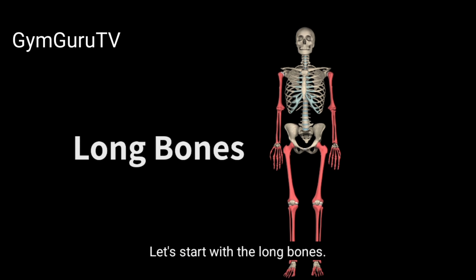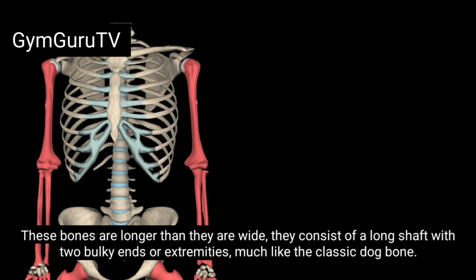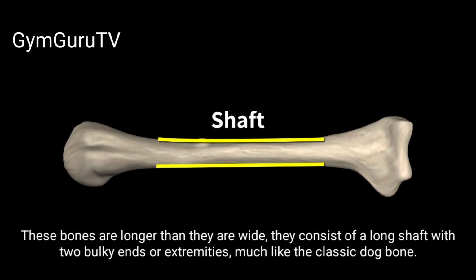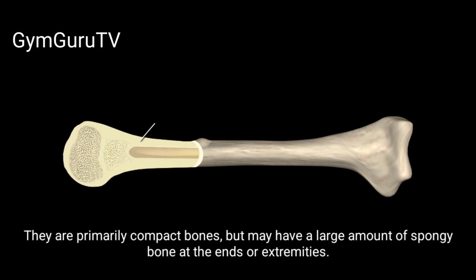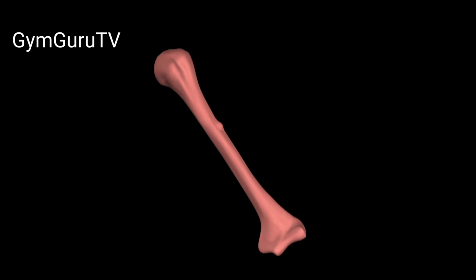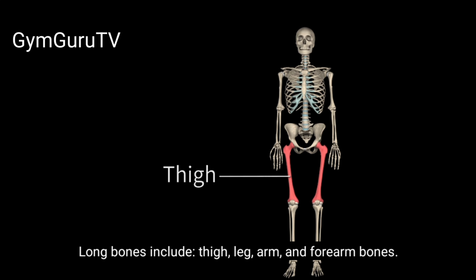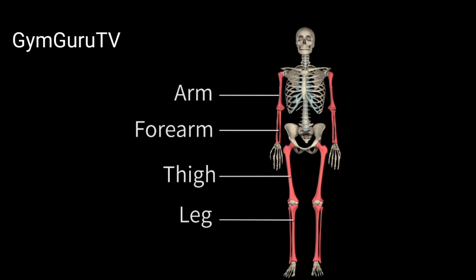Let's start with the long bones. These bones are longer than they are wide. They consist of a long shaft with 2 bulky ends or extremities, much like the classic dog bone. They are primarily compact bones, but may have a large amount of spongy bone at the ends or extremities. Long bones include thigh, leg, arm, and forearm bones.